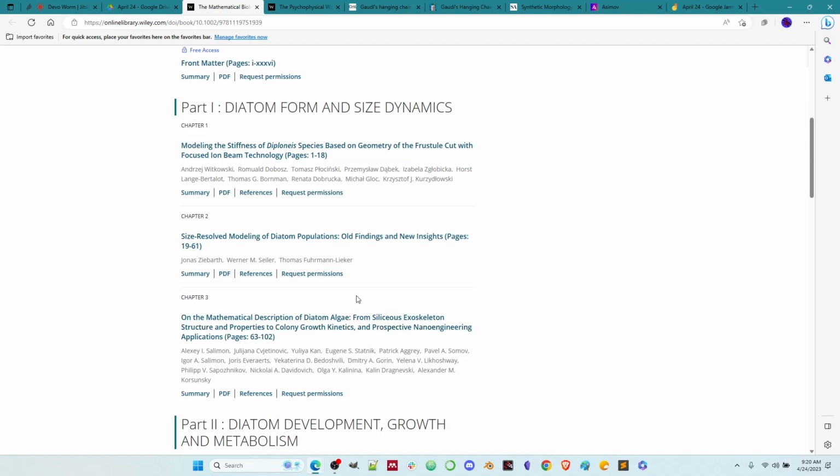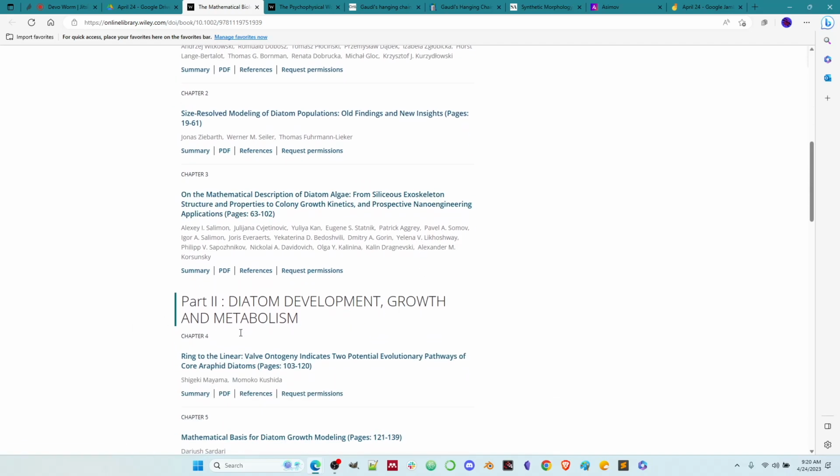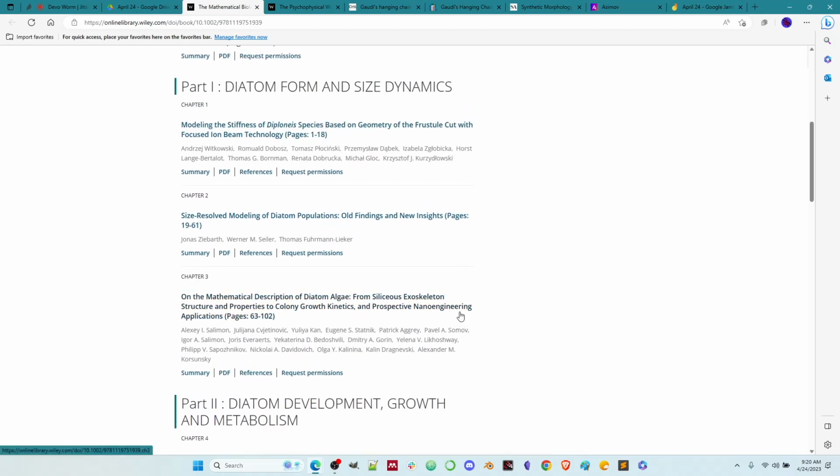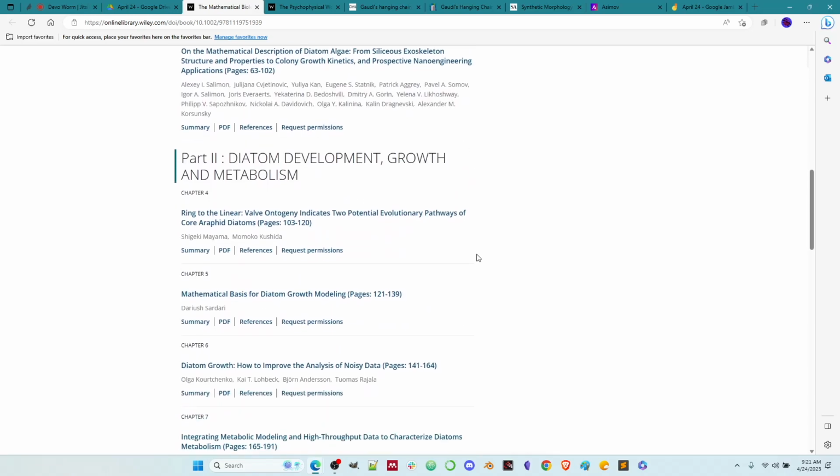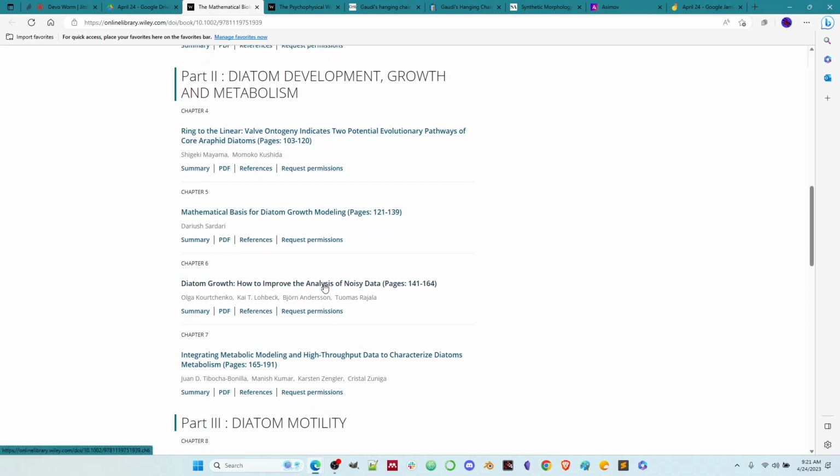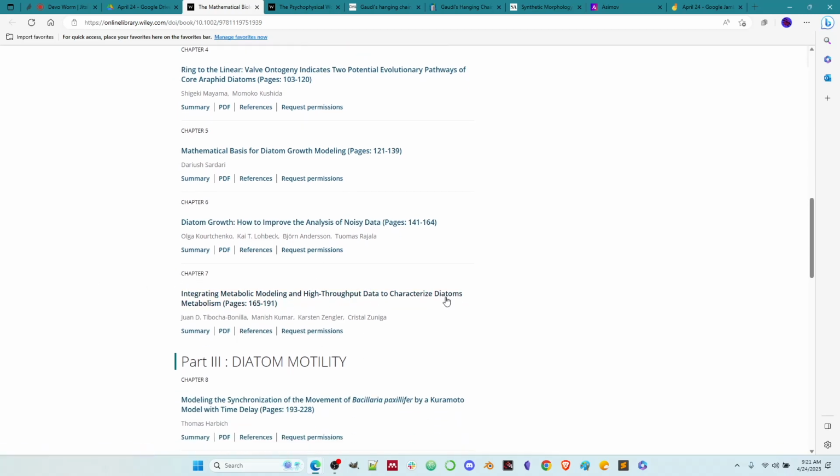And so part 2 is diatom development, growth, and metabolism. Whereas the last section was about just a descriptive aspect of diatoms and using ion beam technologies and some other technologies to measure those, this talks about growth and metabolism. So this talks somewhat about evolution and growth modeling and some aspects of noisy data and characterizing growth and metabolic modeling, which I think we've talked about in previous meetings, but it's quite a tough modeling exercise, but they do this in diatoms here.